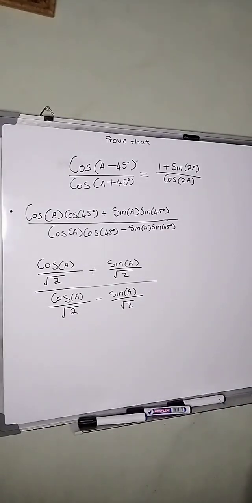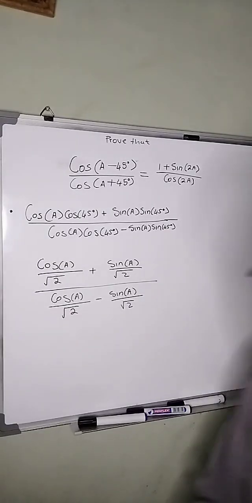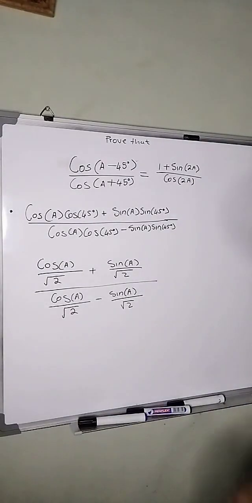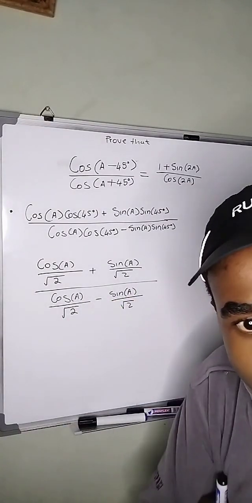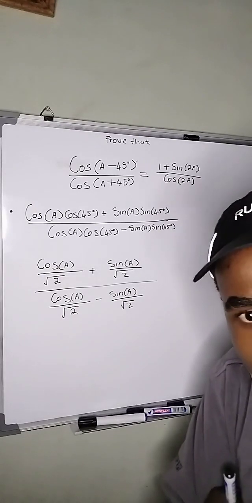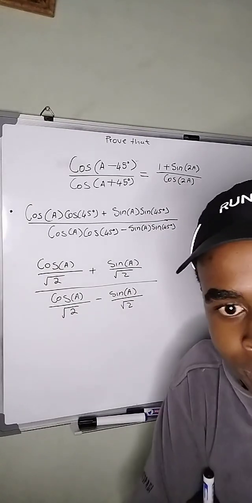So now, what am I going to do? Whenever I have the same denominators, what do I do? What do I do whenever I have the same denominators?